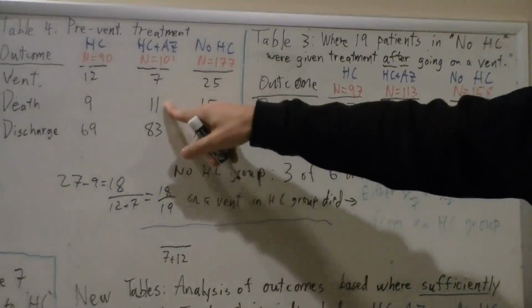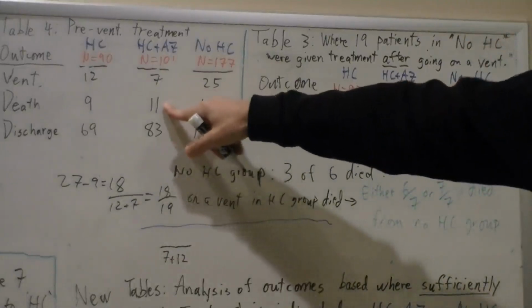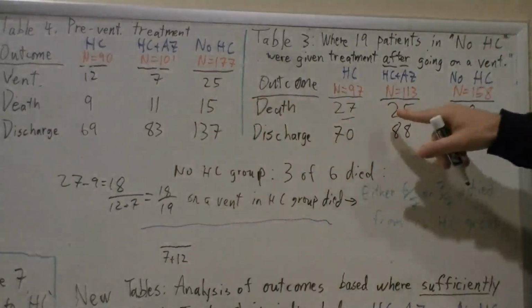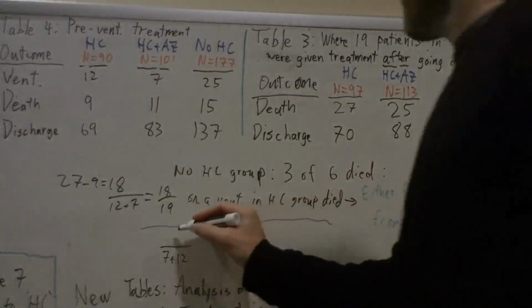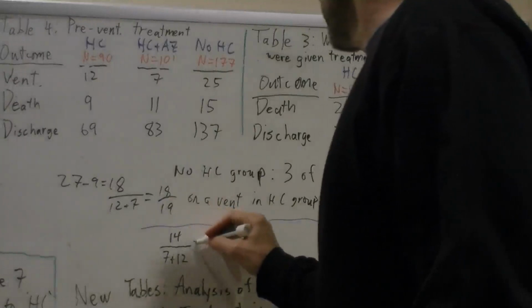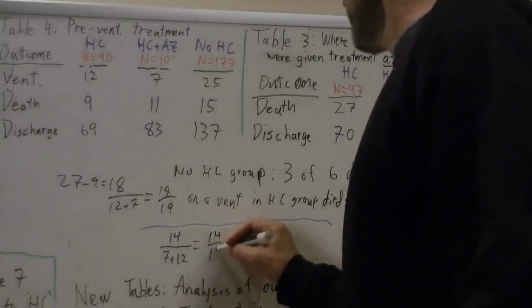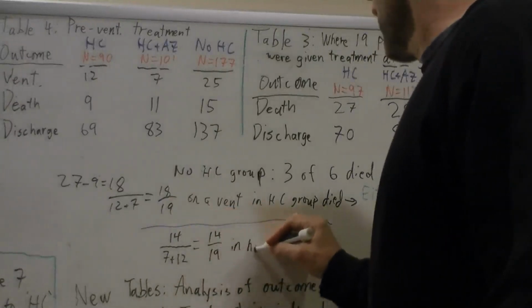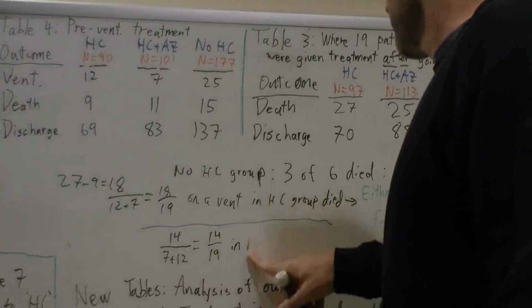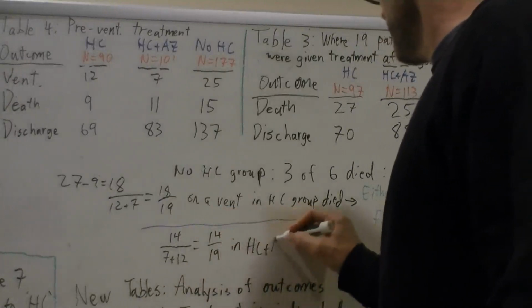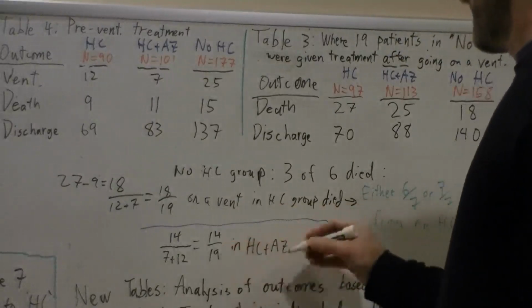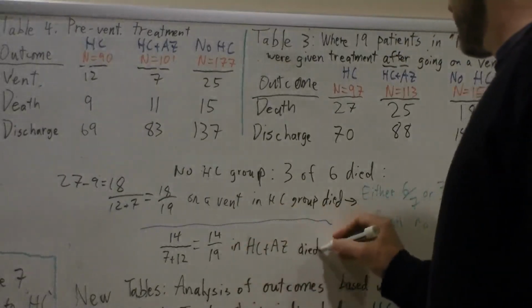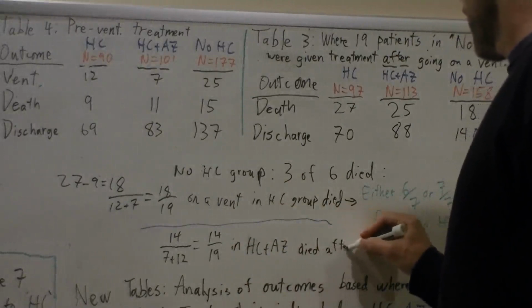And now we can look at the number of deaths that goes from 11 in this row and column combination up to 25. So that means we had 14 deaths. 14 out of 19 in the HC+AZ group died after vent.